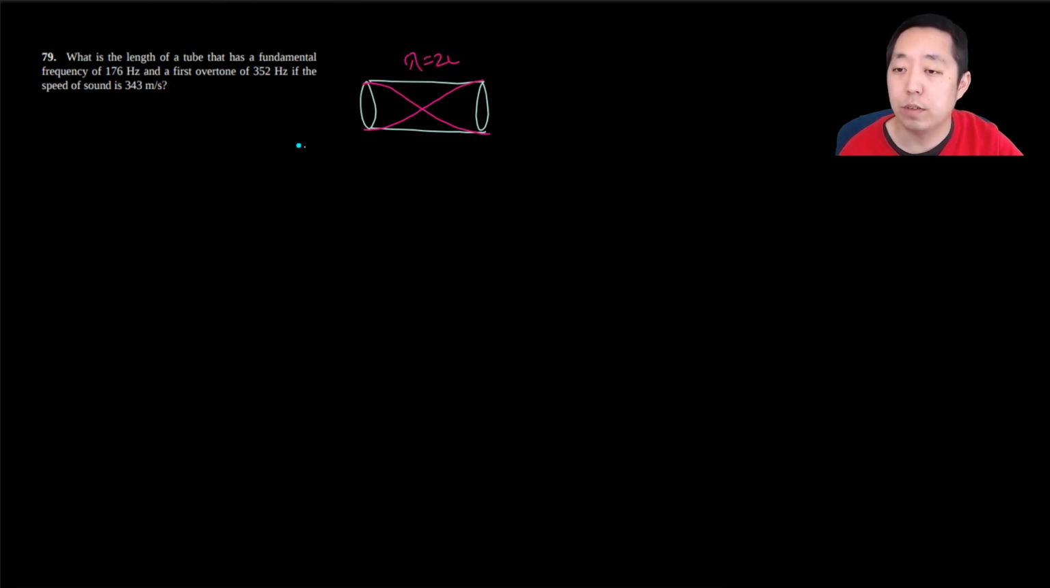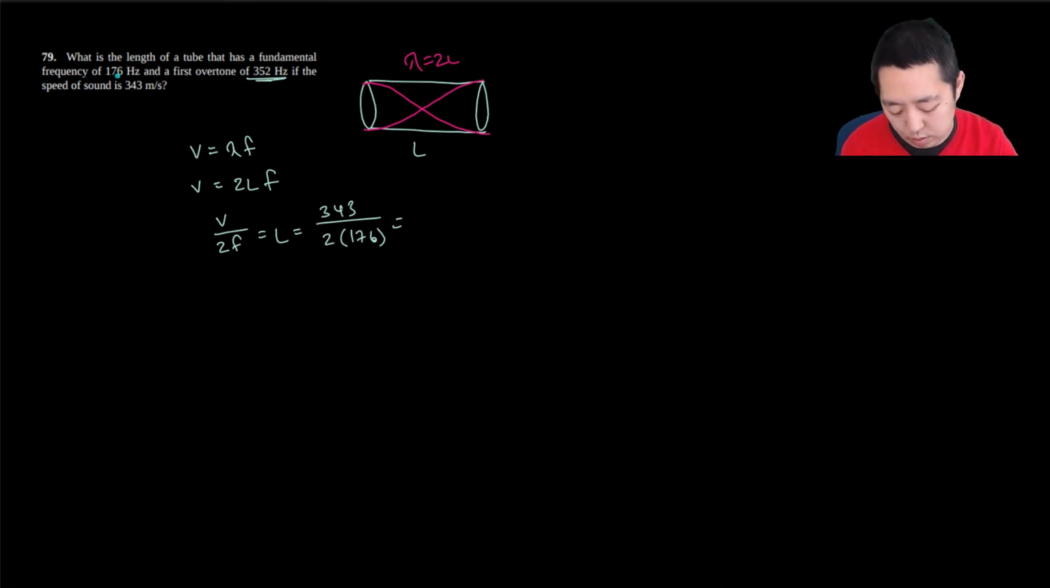And my goal is to figure out what the length of this tube is. So velocity is equal to lambda f, and lambda is equal to 2L, and the frequency is given, and we have v. So by rearranging, I have v over 2f is equal to L. The velocity is 343, divided by 2 times 176. The overtone doesn't really matter. This, of course, is double that frequency. This doesn't really tell you anything, so that is extraneous information because you should have already known that. So the length is 0.974 meters.